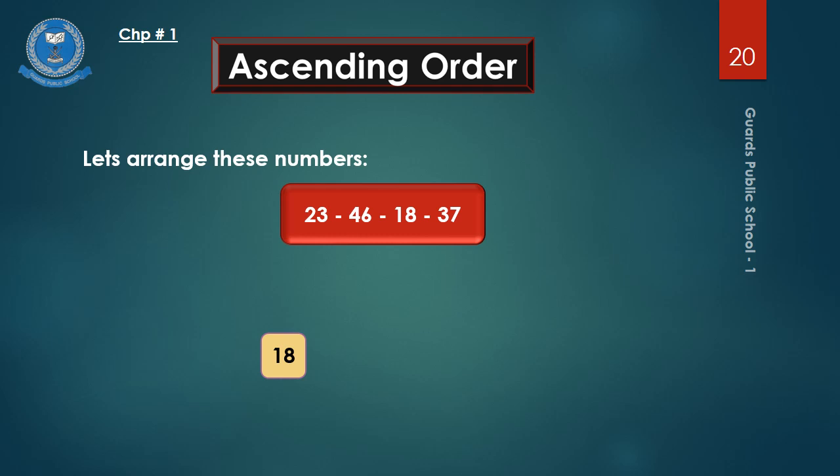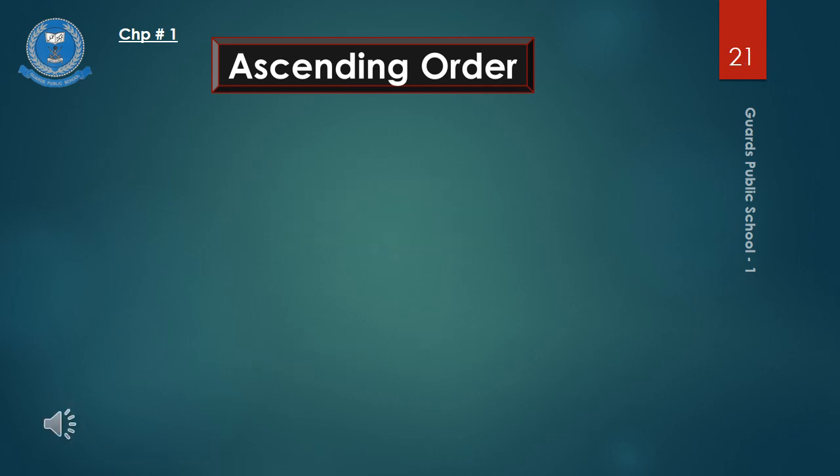Now, tell me the number a little bigger than 18. Yes, it's 23. Okay, tell me the next bigger number than 23. Don't forget to see the tens number. Yes, it's 37. And the last, biggest number is 46. So, we have arranged these numbers in ascending order like this: 18, 23, 37, 46. Now, see the next example.